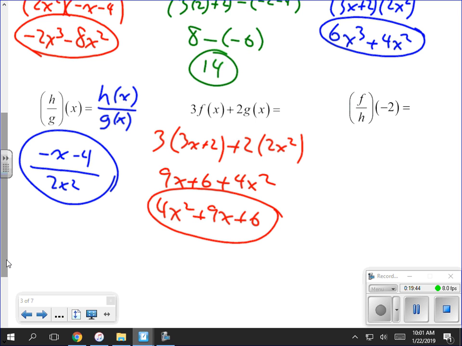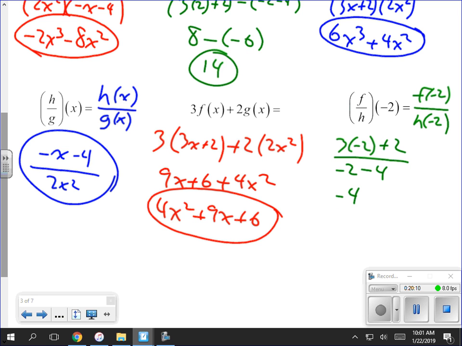Okay. F over h of negative 2 is f of negative 2 over h of negative 2, which is 3 times negative 2 plus 2 over negative 2 minus 4, which is, let's see, negative 6 plus 2 is negative 4. I get negative 4 over negative 6, which is 2/3. Because you always simplify. Yes. Negative 2 is supposed to be just a third.